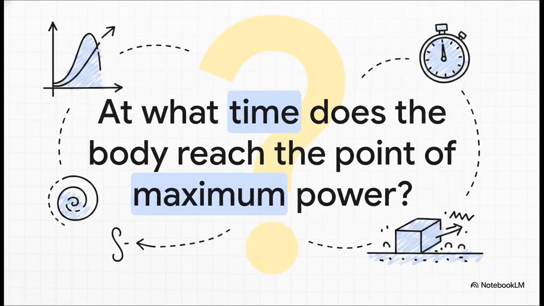And that's all for this one. But I want to leave you with a little challenge to chew on. We found the position where the maximum power happens. But can you find the time it takes for the block to reach that point? You'll need to set up another integral using that v of x function we found. It's a fantastic exercise to make sure you've really got this down.